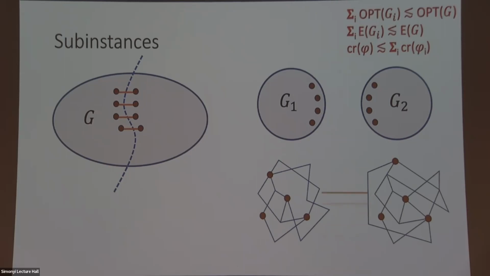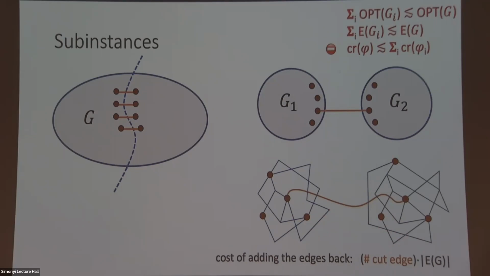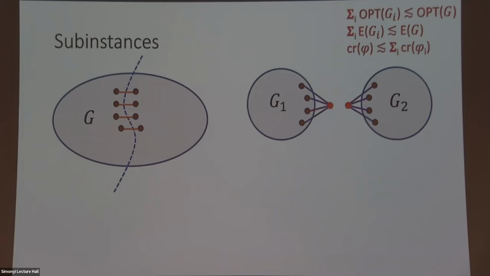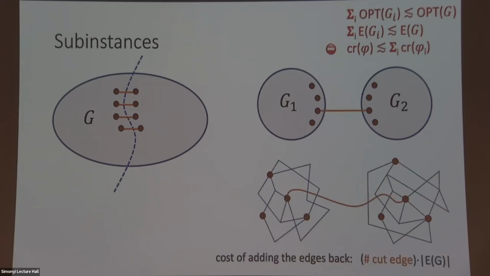But one edge here may create a curve like this that causes a lot of congestion, a lot of crossings. So in the worst case, it may cause crossings with most edges in the current graph. In this case, it's too many crossings for us: number of cut edges times E_G. This is just too much. It's the factor we lost. This cannot be tolerated. So we have to do something to the divide step.